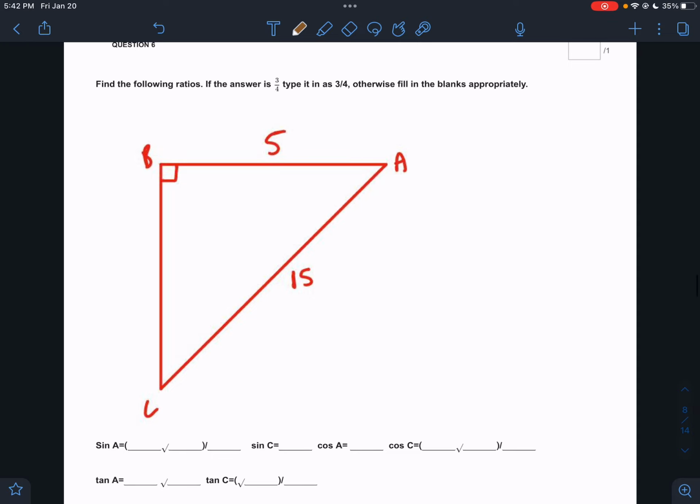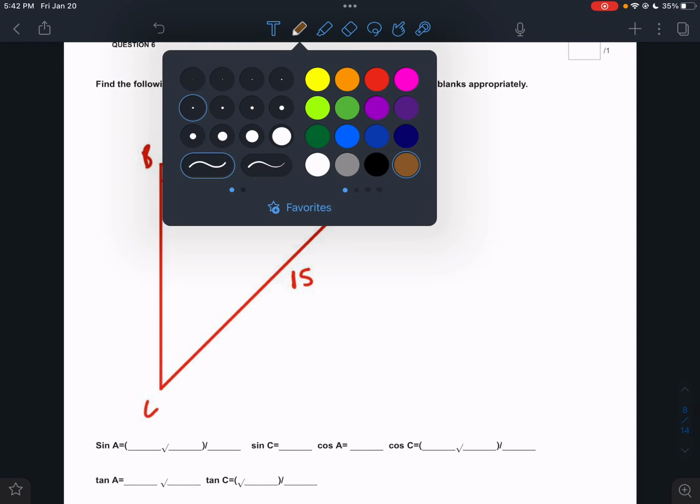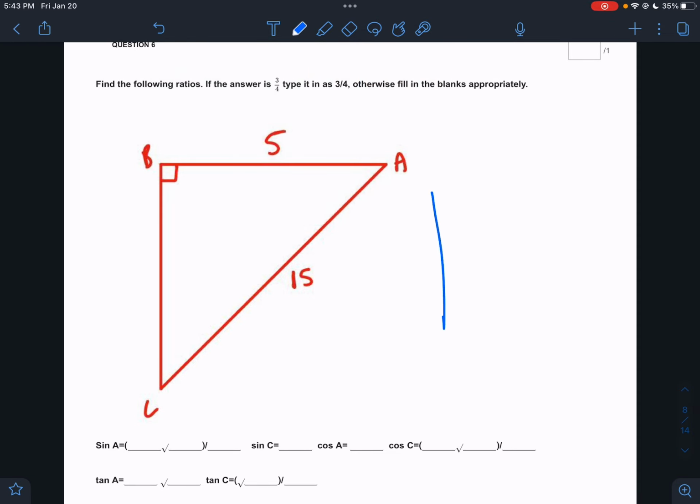Find the following ratios. So first thing I would do is make a smaller version of the same triangle.